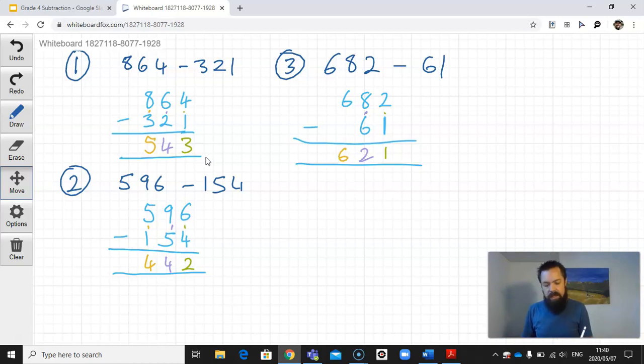Number 4, and this is going to be the first one where we have what I called borrowing. You'll see now what I mean. So 731 minus 222.